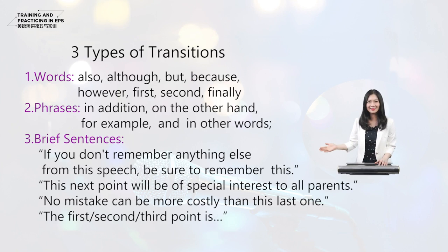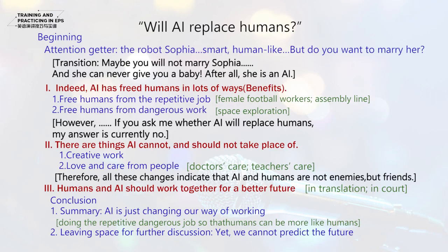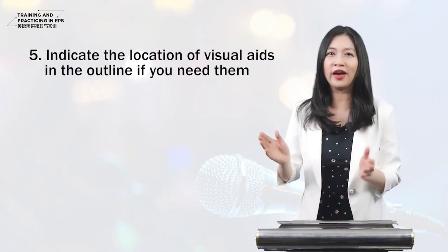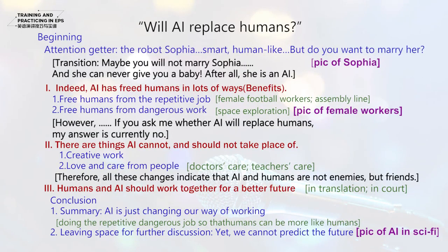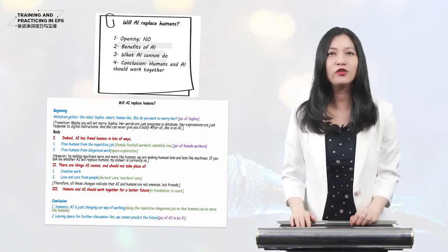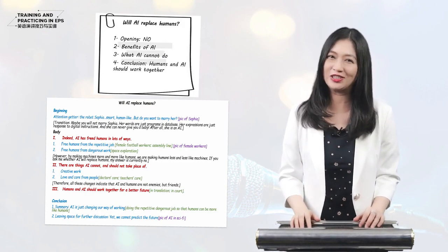Now come back to our script of AI. In our speech, we can add a transition like this. After adding up transitions, don't forget to indicate the location of visual aids in the outline if you need them, like this. Now you can see how different these two outlines are. If you can write an outline in this way, you have almost completed your speech.